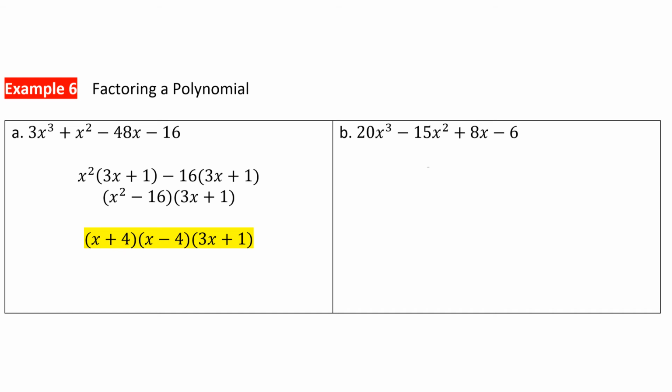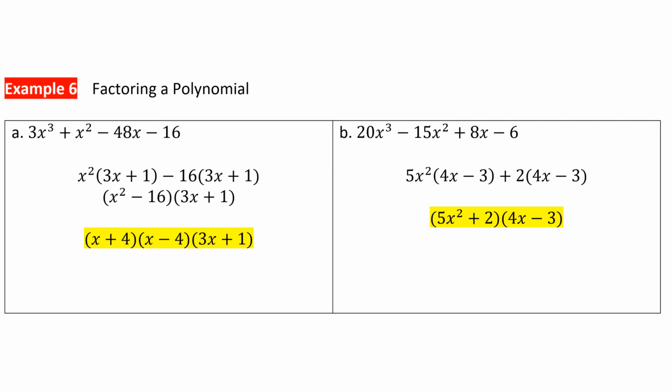Following suit over on the right-hand side, 20x to the third and negative 15x squared, 5 goes into both of those, and so x squared also can be pulled out. What about the 8x and the 6? They're both even. It feels like we could pull a 2 out. Well, when we do that, our parentheses are 4x minus 3 both times. That's terrific. So 5x squared plus 2 can be bulked together, and 4x minus 3.